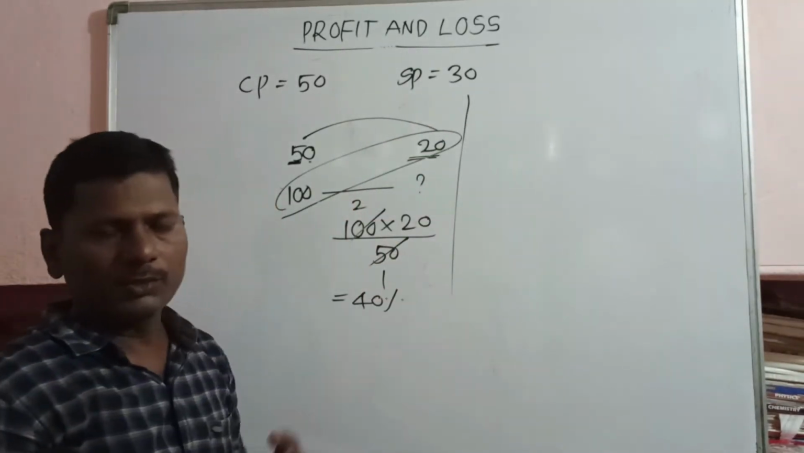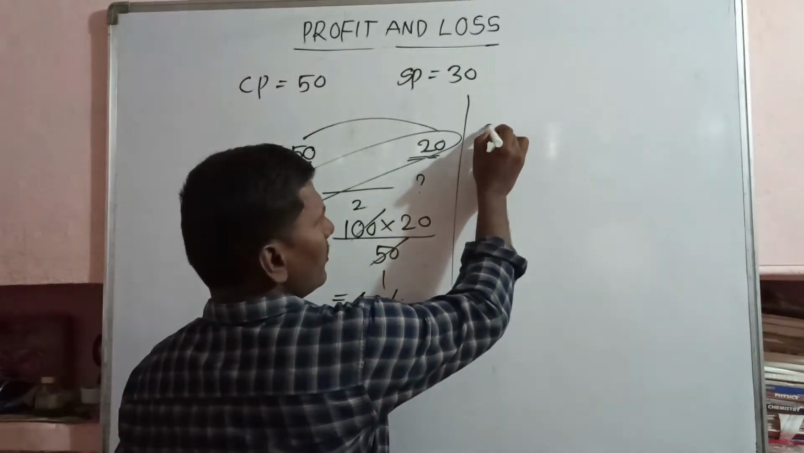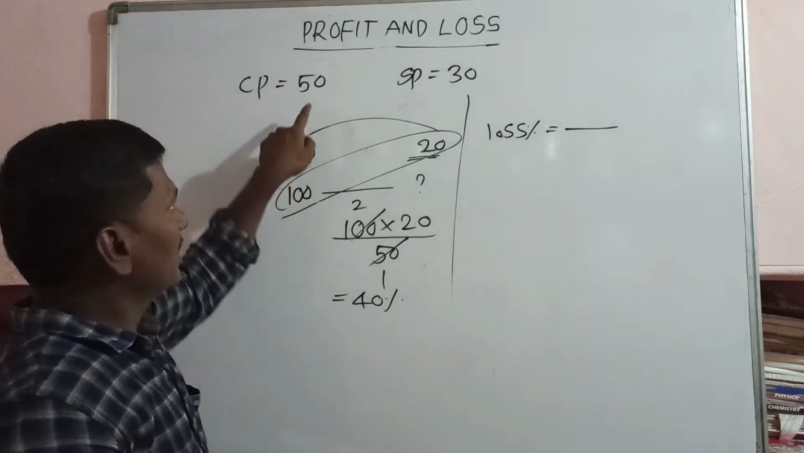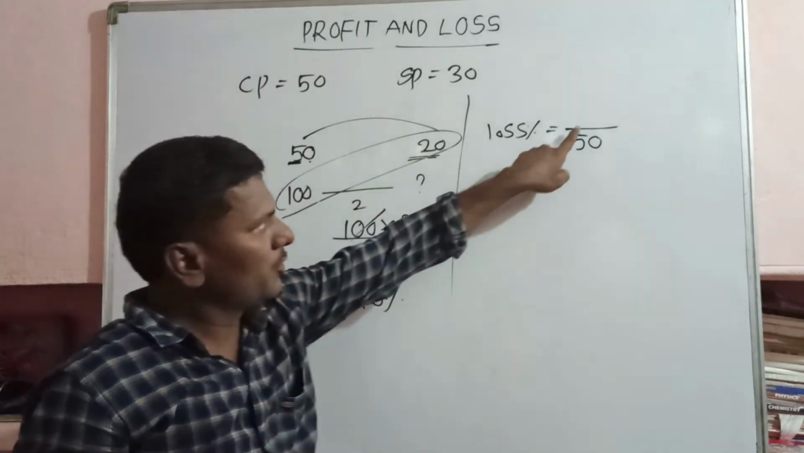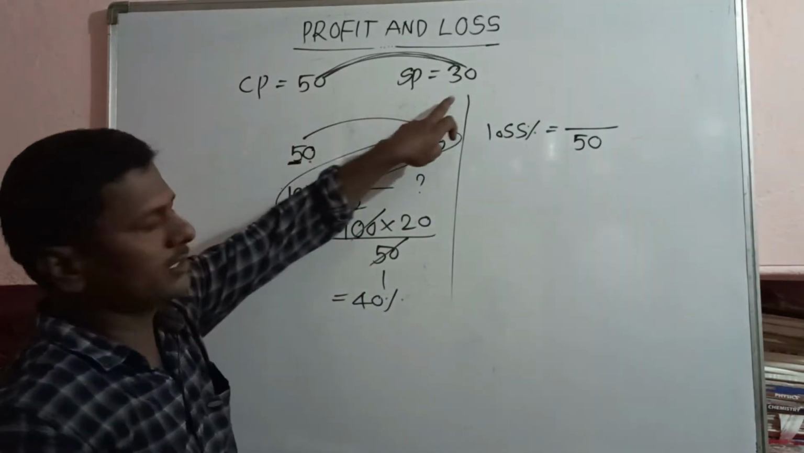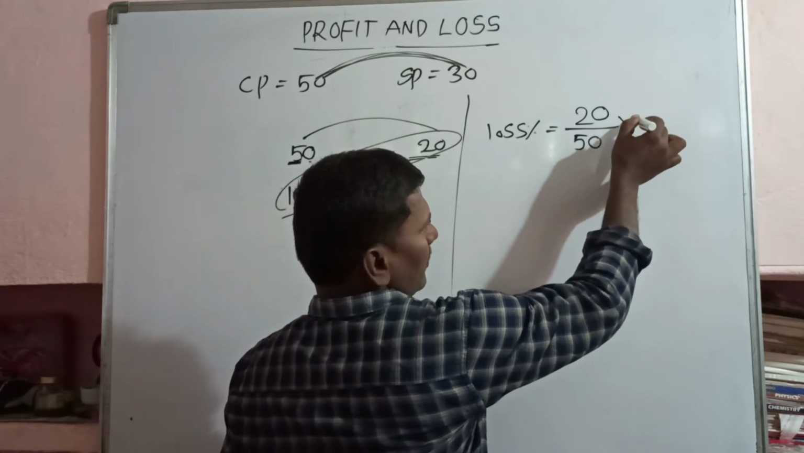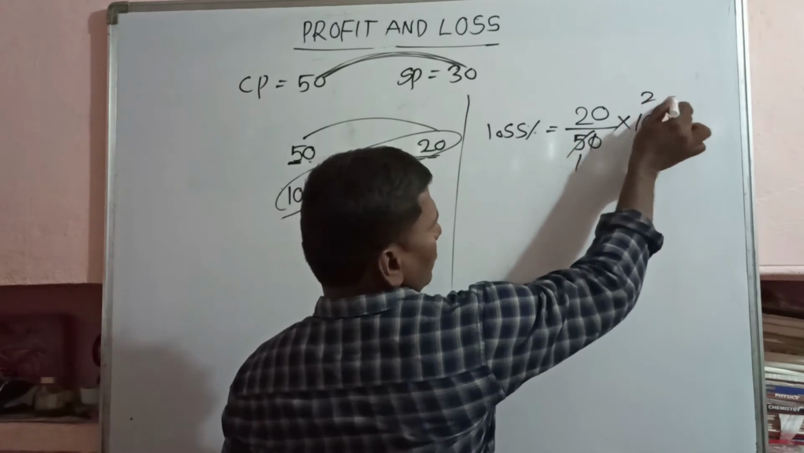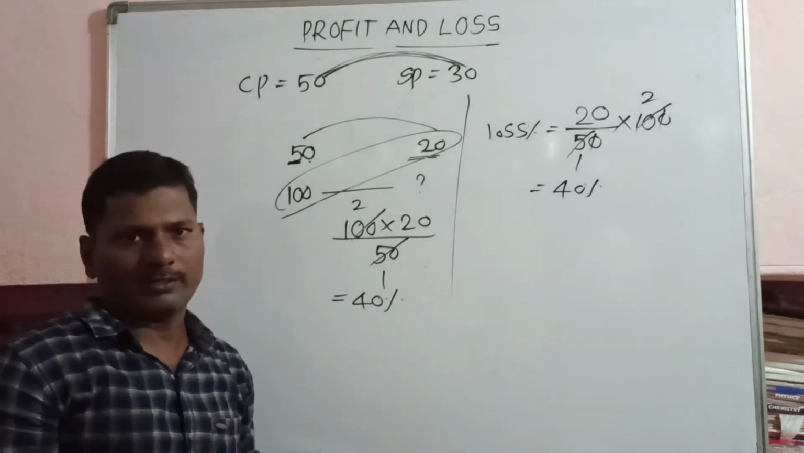This same can be done using ordinary formula. To find out percentage of loss, write cost price in denominator. So I am writing cost price 50 in denominator. In numerator, I have to write difference of these two values, 50 minus 30, that is 20 rupees. Now multiply that fraction by 100. 0 gets cancelled, 5 ones are 5, 5 twos are 10, 2 twos are 40%. So you can use this method or that method.